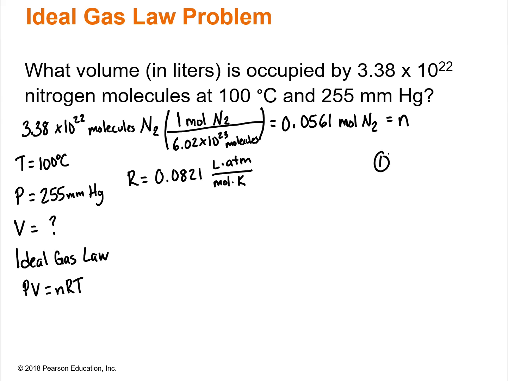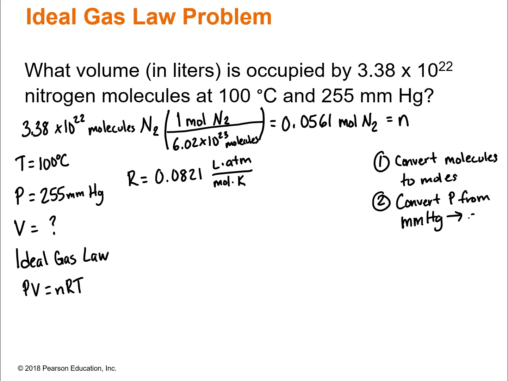So over here, I'll keep a tally of what we did. The first thing we did was convert molecules to moles. Second thing we're doing is convert the pressure from millimeters of mercury to atmospheres.